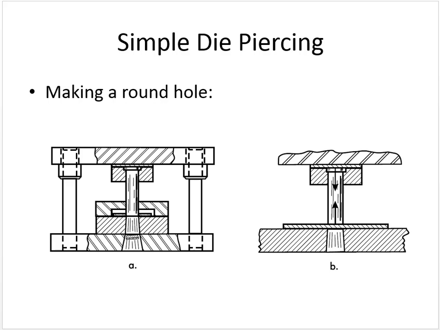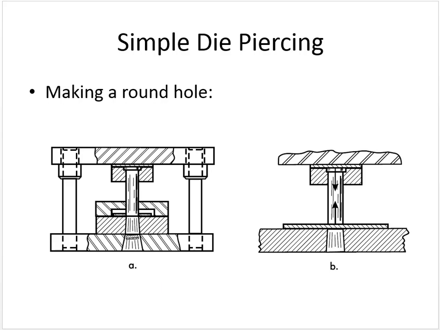Okay, let's talk about simple die piercing. In this example, what we're doing here is we're making a round hole. What we have here is the punch, and then we have the die here. This little piece of material in there, that is the blank. And then the punch comes down, and what you're seeing here is the slug that comes out. So what we're doing is punching a round hole.